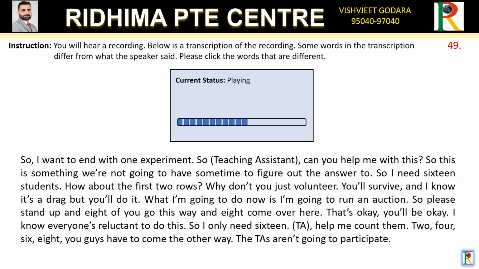Okay. So what I'm going to do now is I'm going to run an auction. So please stand up, and 8 of you go to this side, and 8 come over here. That's okay. You'll be okay. I know everyone's reluctant to do this, so I only need 16. BA, help me count them. 2, 4, 6, 8. Okay, you guys have to come the other way. The TAs aren't going to participate.